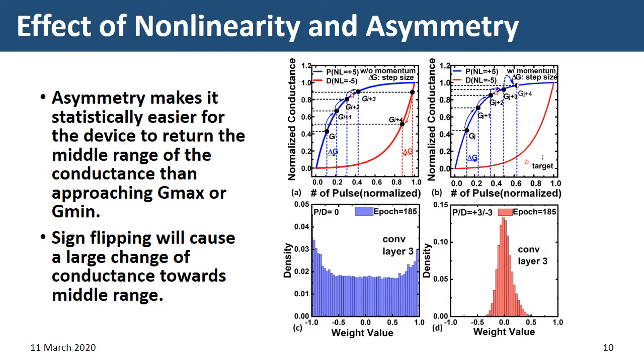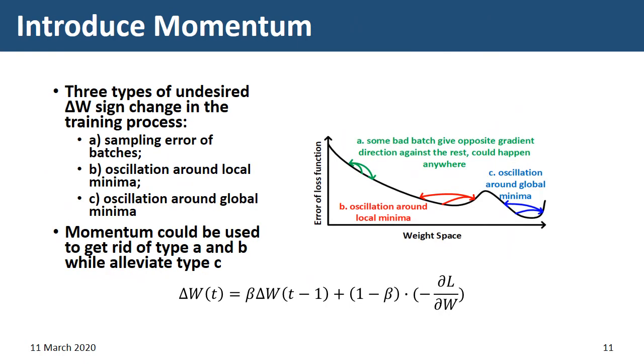So this is a key problem we identified. If you think about the sign change during the weight update process, there are possible delta W sign change scenarios. First one is sampling error in the batches. This is normal during the training process, like the green ones. Second one is the oscillation around the local minima, so we have the sign change like this. And then the third one is the oscillation around the global minima. This is what we eventually want to get.